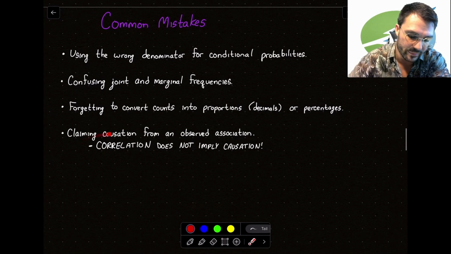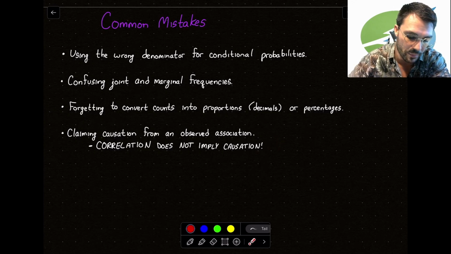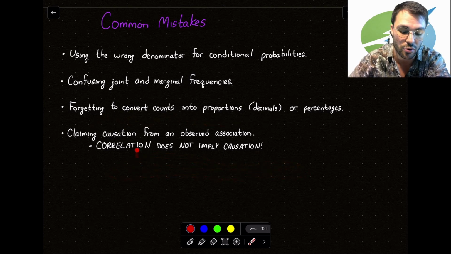And you're gonna hear me say this a lot throughout this unit. Another mistake, claiming causation from an observed association. There's a famous saying in statistics: correlation does not imply causation. I will go into this in more detail in later videos. Just remember, correlation does not imply causation.